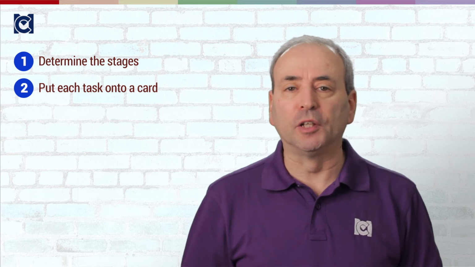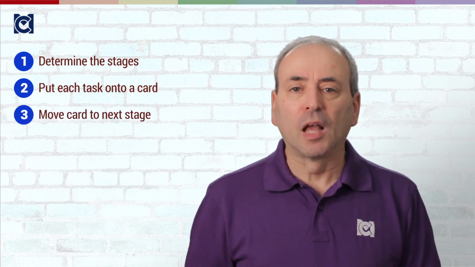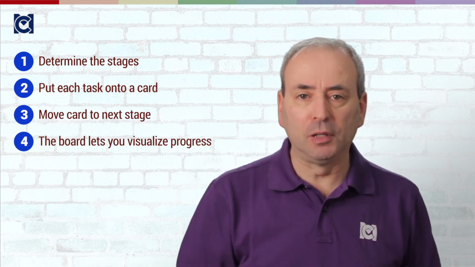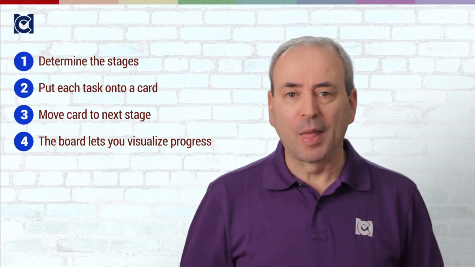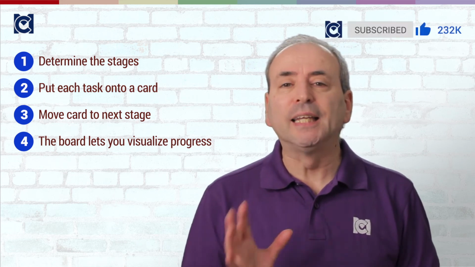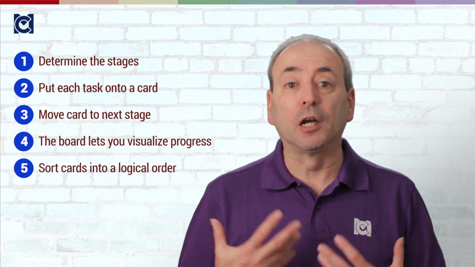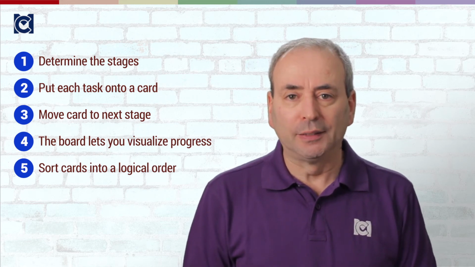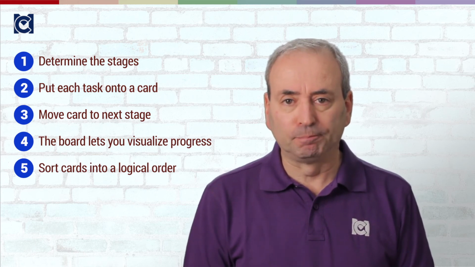As you start work on a task, move the card to the next stage. The board will let you see where each task is in the overall process, and therefore let you evaluate your level of progress overall and which task you will want to work on next. I like to sort my cards into a logical order so that the ones that have the closest deadline or are the most important are nearer the top of my board, so that I can see that those cards should be moving faster through the board.